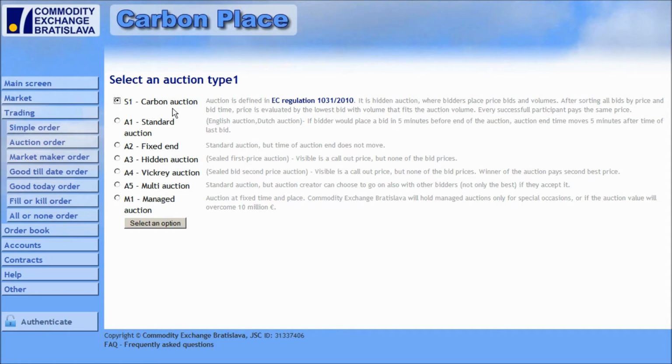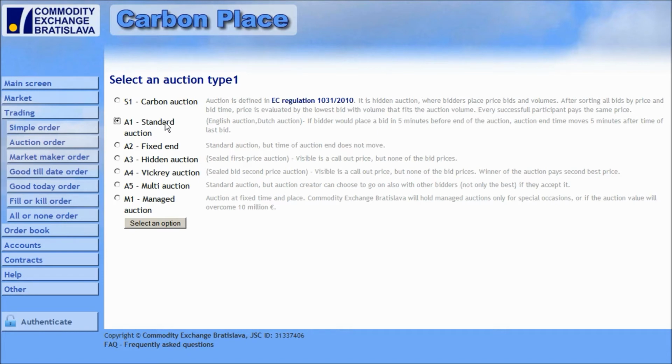Carbon auction is a hidden auction, where bidders place bids and volumes. After sorting all bids by price at the auction end, price is evaluated by the lowest bid that fits in the auction volume. Every successful participant pays the same price.